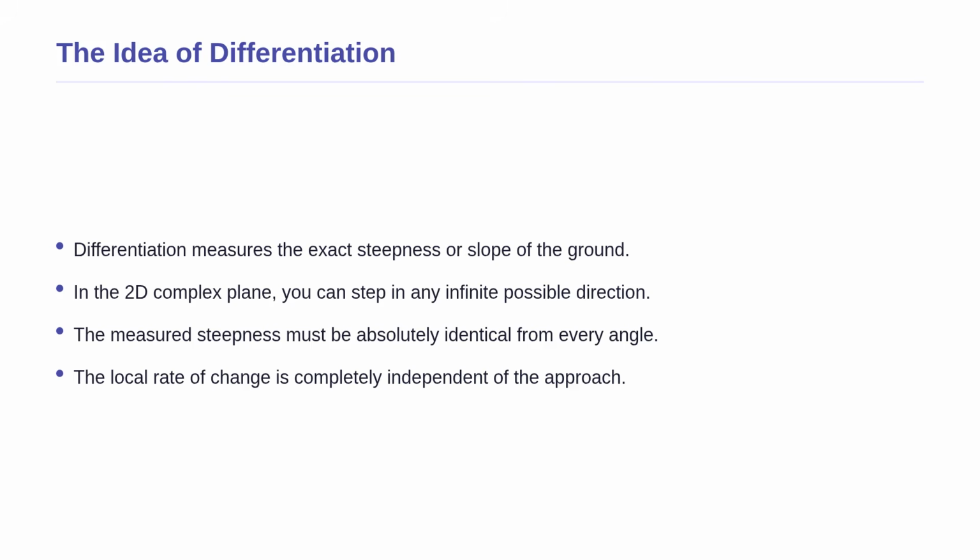Now that we understand continuity, we can explore a much stricter concept called differentiation. Imagine you are standing on that same flat field and you want to measure the exact steepness or slope of the ground beneath your feet. In standard one-dimensional calculus, you can only step forward or backward. However, on the two-dimensional complex plane, you can take a tiny step north, south, east, west, or along any diagonal. For a complex function to be differentiable, the measured steepness must be absolutely identical no matter which of the infinite possible directions you choose to step.